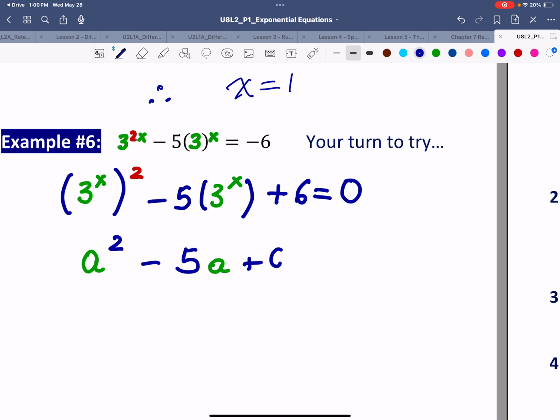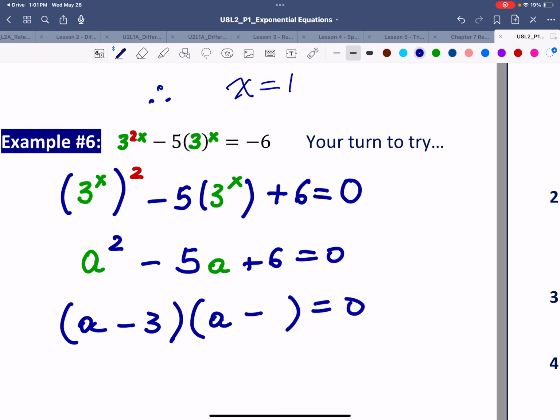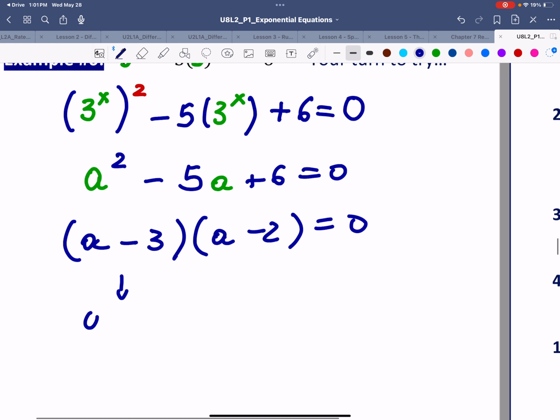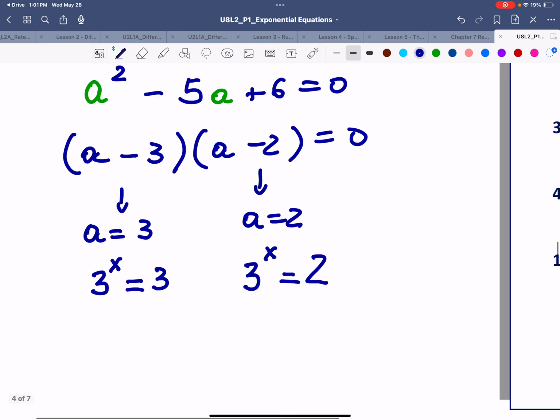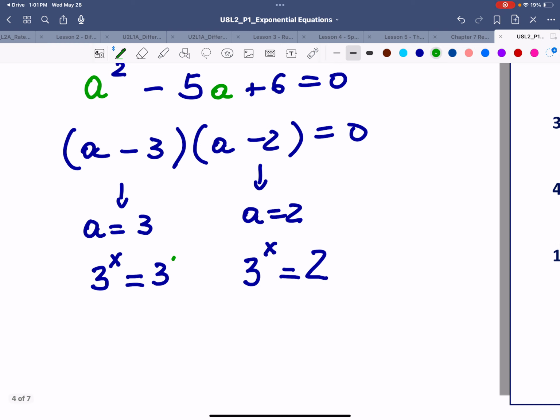I'm going to finish this very quickly, and we're going to factor. And we have (a minus 3)(a minus 2), from where we derive that a would be 3 or positive 2. And from here on, we bring 3 to the power of x in. So 3 to the power of x equals 3, or 3 to the power of x is equal to 2. So that means that either x equals 1 in this case, or, for this one here, we solve it by using the special method that I explained in a separate video.